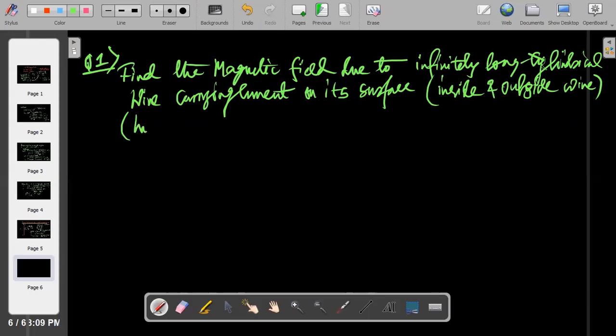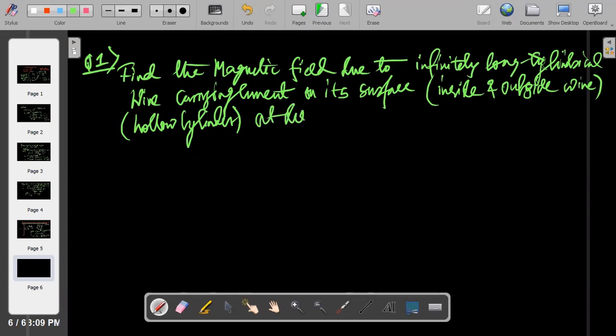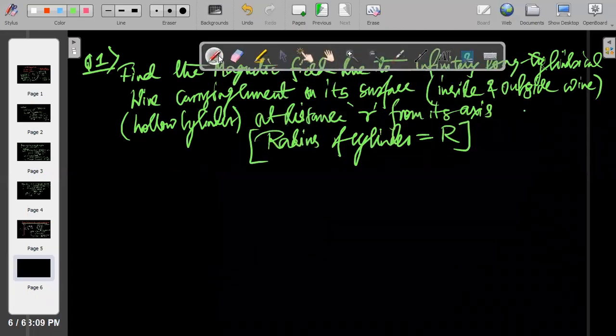And we are considering a hollow cylinder. There are several applications: solid cylinder, hollow cylinder. So it is hollow. At a distance given as small r from its axis. And the radius of the cylinder is capital R.